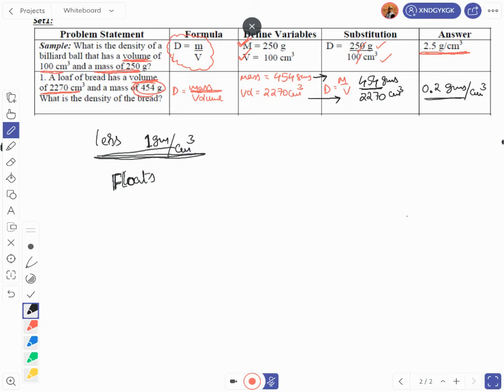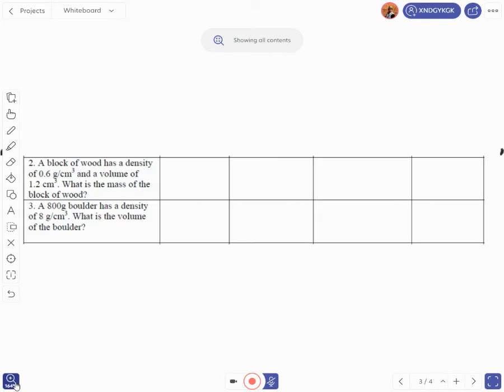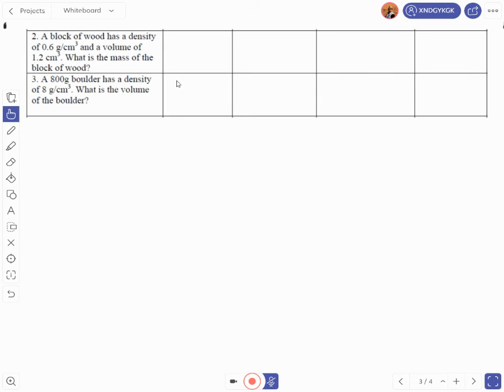Okay, let me take one more question really quick. A few quick examples. The first one is a block of wood that has a density of 0.6 grams per cubic centimeter and a volume of 1.2 cubic centimeters. First of all, I prefer to write the information. So I see that the density is given: density equals 0.6 grams per cubic centimeter, and volume is 1.2 cubic centimeters. What is the mass? This is the question.